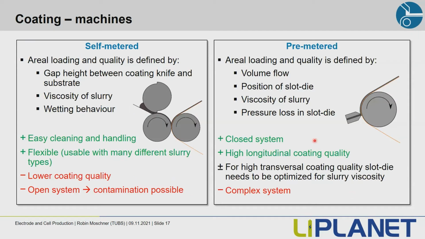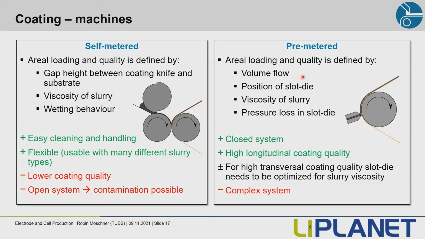Devices used for coating are usually of two groups. On the one side, we have self-metered processes, and on the other side, pre-metered processes. During self-metered processes, the area loading and quality is mainly defined by the gap height between the coating knife and the substrate, the viscosity of the slurry, and the wetting behavior. These devices are usually easy to clean and handle and are quite flexible in using different slurries. So we can change from one slurry to another very fast without major problems. But the coating quality compared to pre-metered processes is lower. And it is an open system, so contamination is possible.